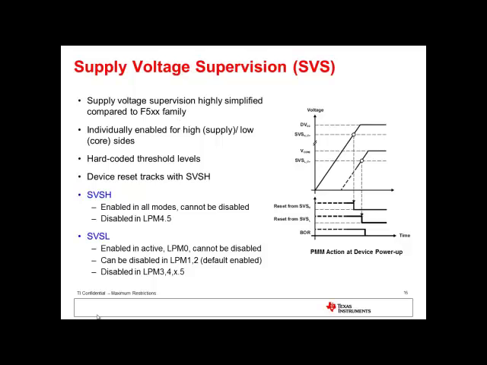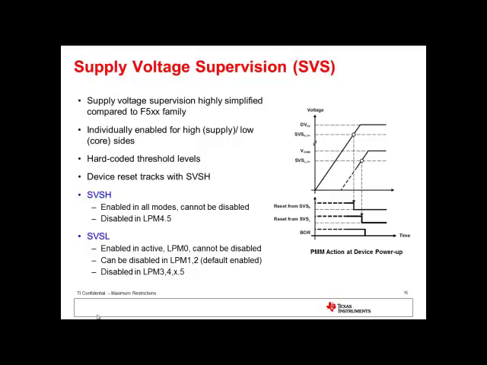Supply voltage supervision. As mentioned in the previous slide, the PMM module provides a means for the DVCC and V-core to be supervised. Both of these functions detect when a voltage falls under a specific threshold. When the device is powering up, both the SVS on the high side, also known as the DVCC, and on the low side, also known as the core, are enabled by default.